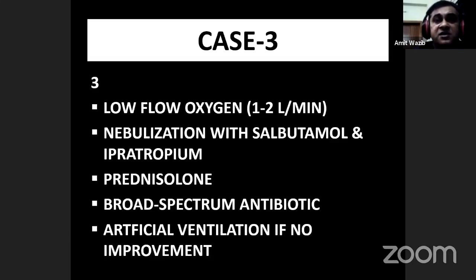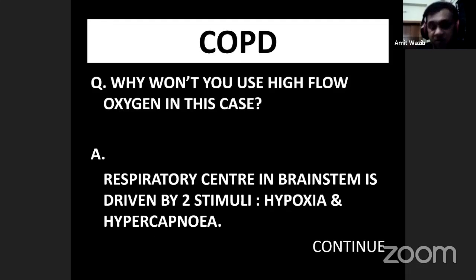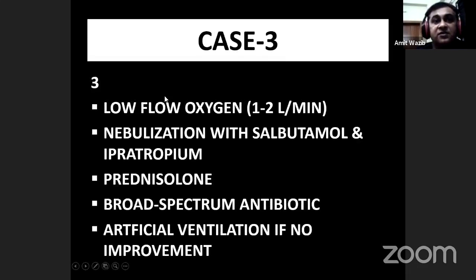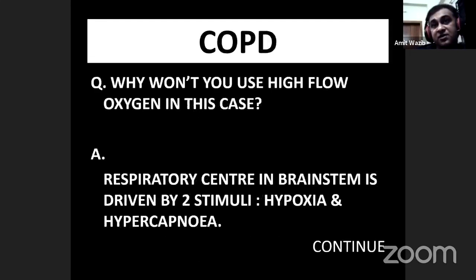That is low flow oxygen, nebulization with salbutamol and ipratropium, prednisolone, broad spectrum antibiotic, and in refractory cases, there will be need for artificial ventilation and ICU referral. So you may be asked why we have used low flow oxygen. The patient is cyanosed, the patient needs oxygen, but still you cannot give high flow oxygen. Why? The answer is a bit critical, because in COPD patients there is long-standing hypoxia and hypercapnia.